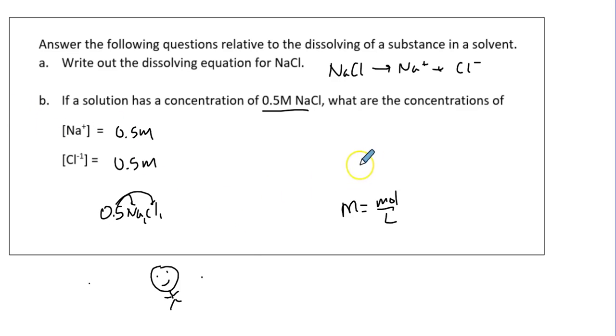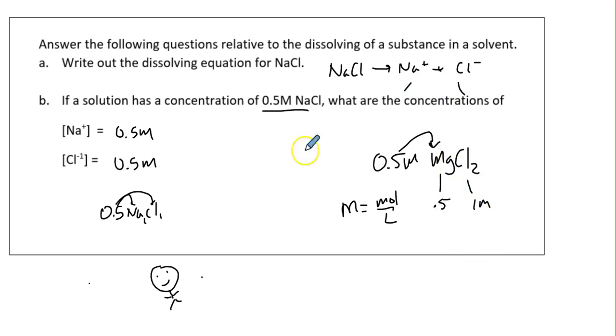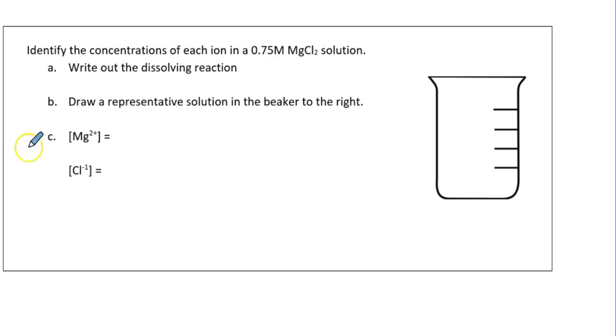An example might be, let's say, 0.5 molar magnesium chloride. Then this magnesium would still be 0.5, but the chloride would be 1 molar. Because when it breaks apart, as shown right here, we get multiples of certain items, and therefore the concentration increases.